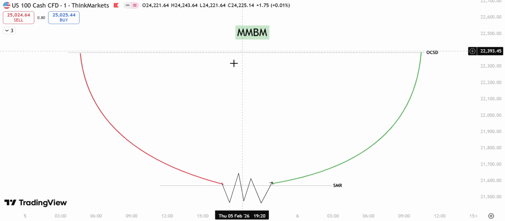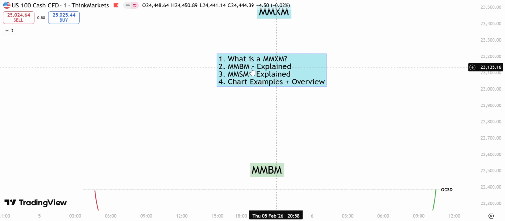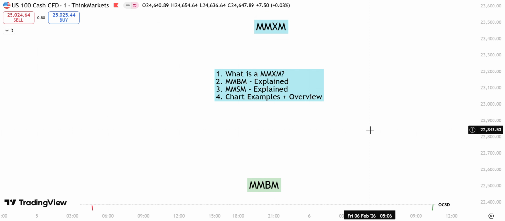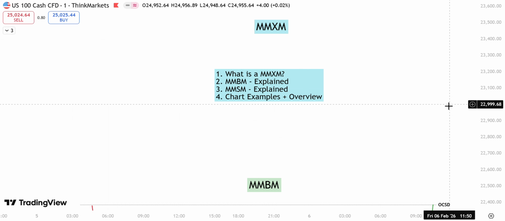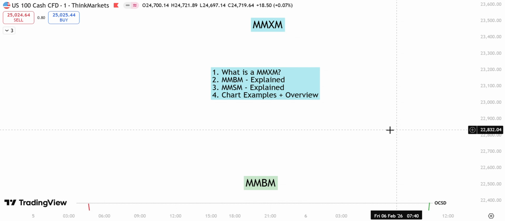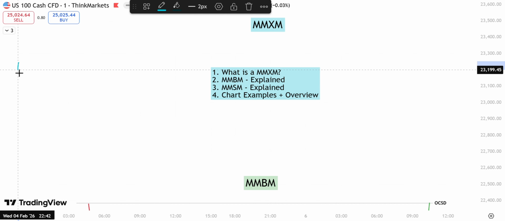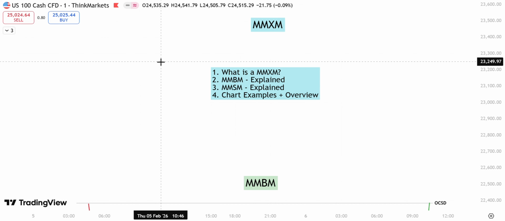Now, before I actually start with the market maker model, I forgot I had to tell you guys what is a market maker's X model. So basically, as the name suggests, the triple M, as I like to call it, is how markets move, because I don't know if you guys know, but markets basically move in curves. We have the sell side curve and then we have the buy side curve.